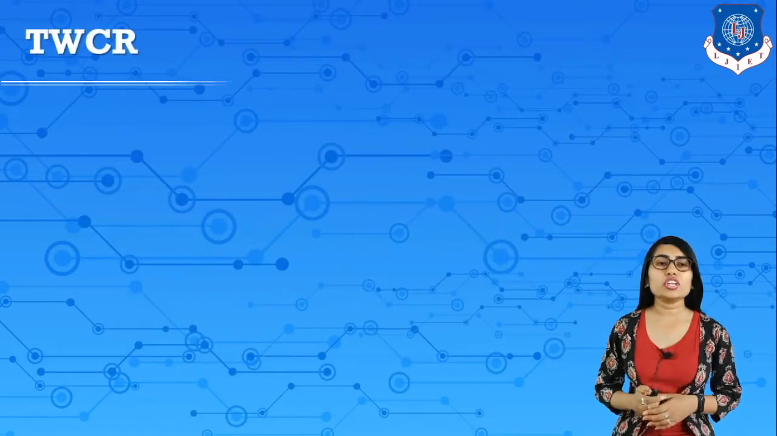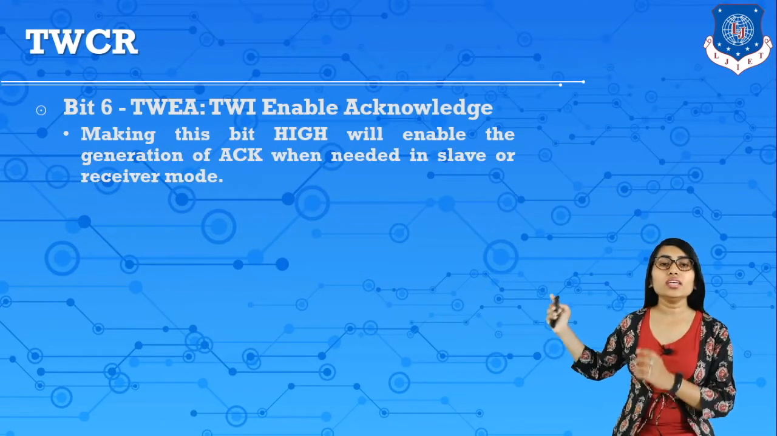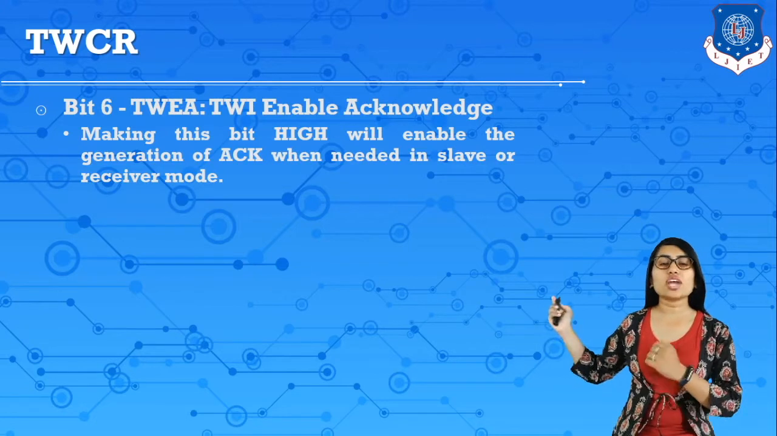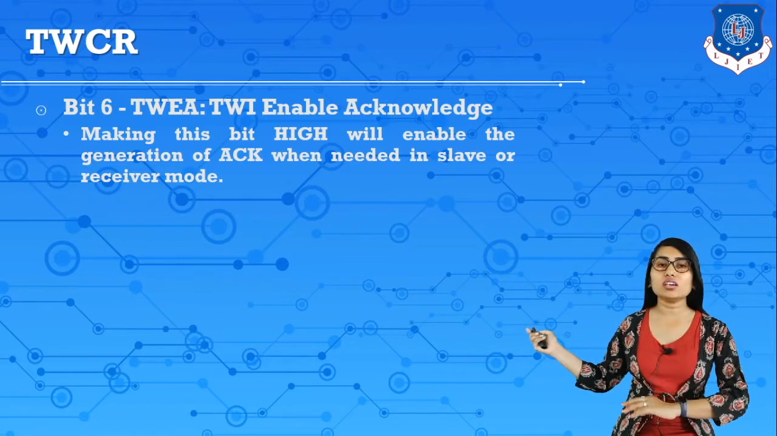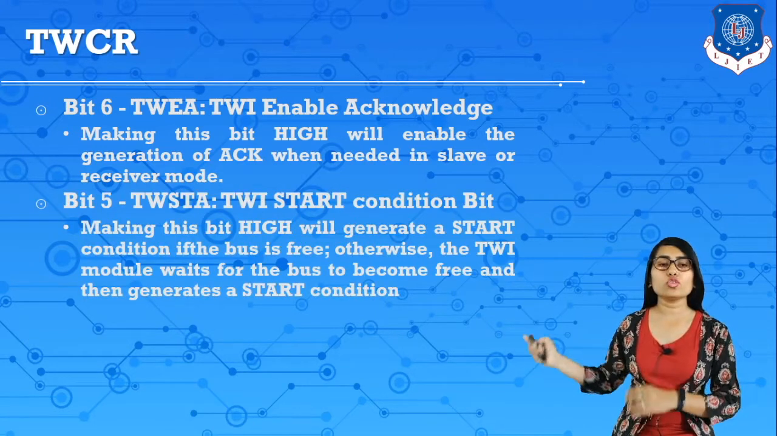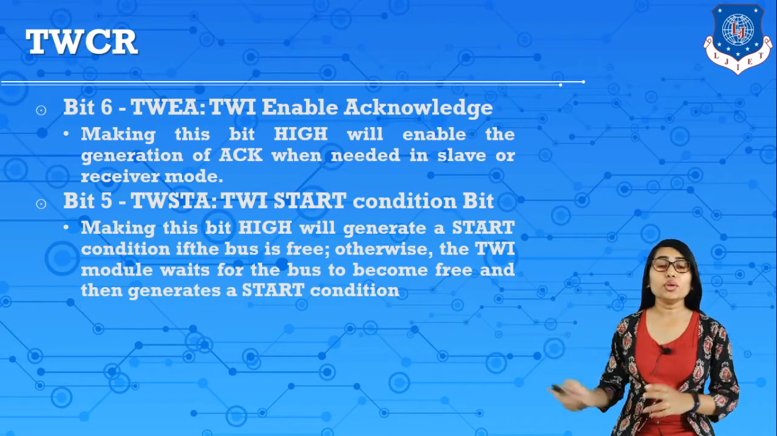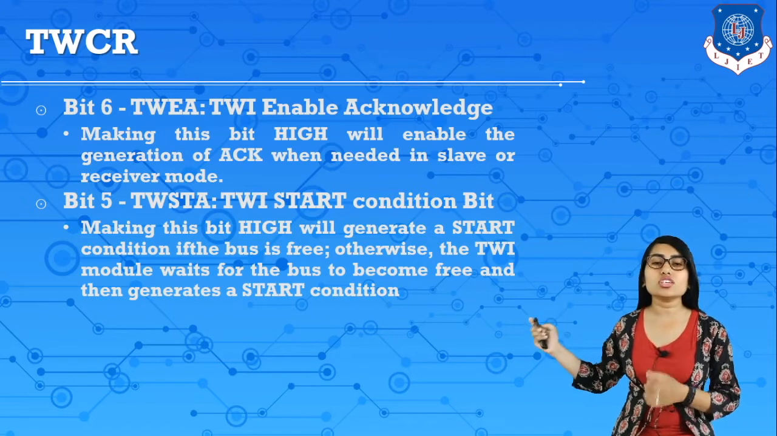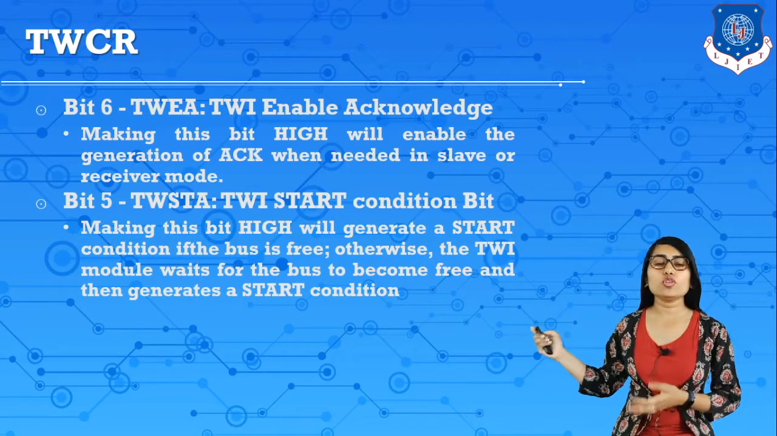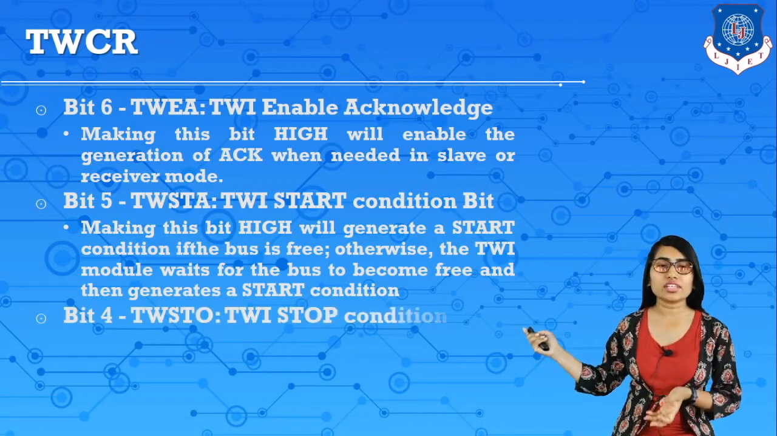The next bit of TWCR is TWEA, that is TWI enable acknowledge. Making this bit high will enable the generation of an ACK, that is acknowledge, when needed in slave or receive mode. Then TWSTA, that is TWI start condition. Making this bit high will generate a start condition if the bus is free. Otherwise the TWI module waits for the bus to become free and then generates the start condition.